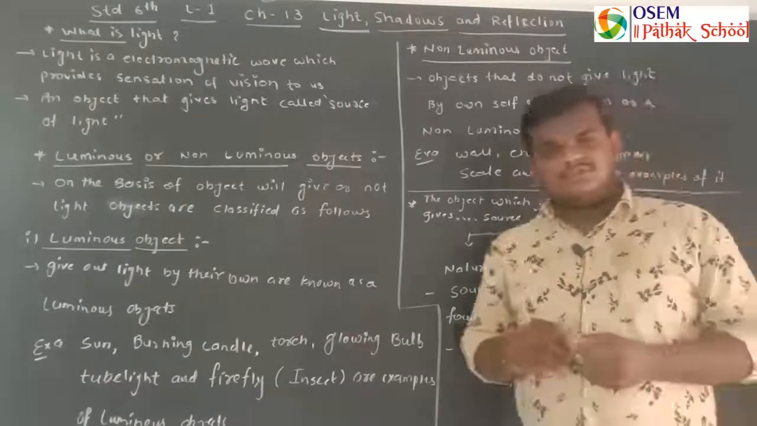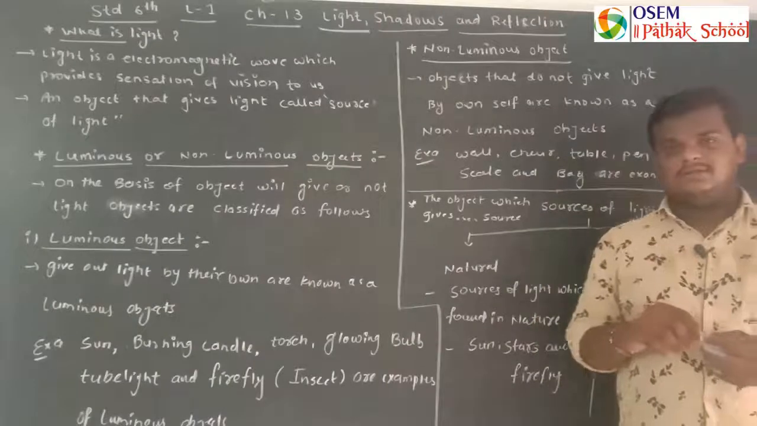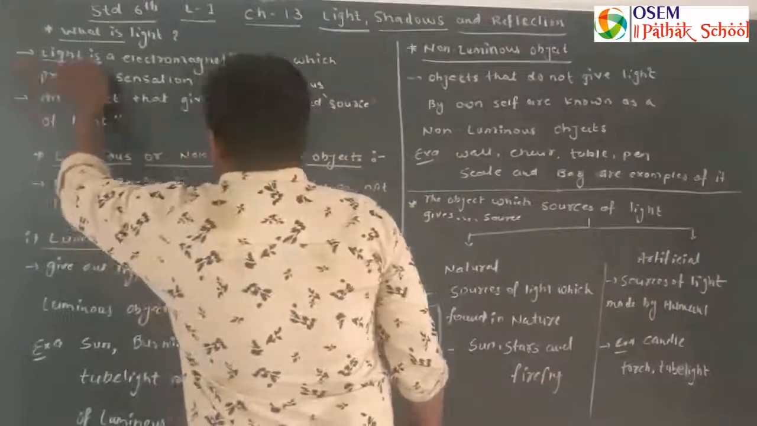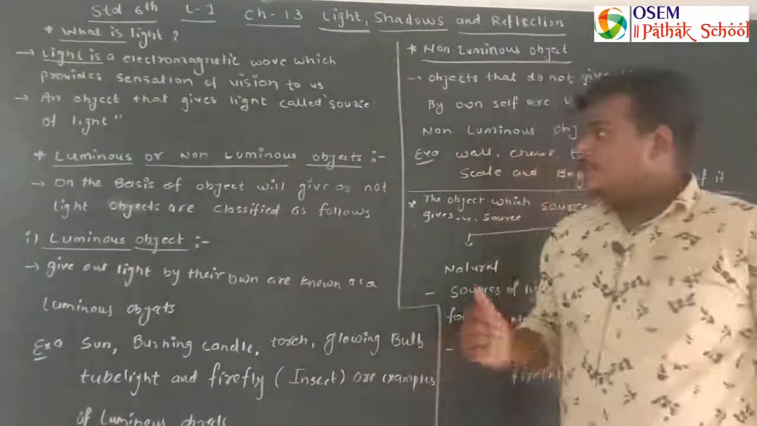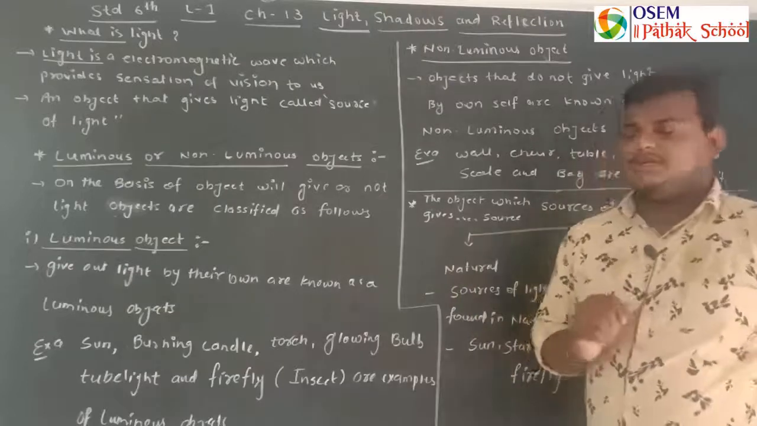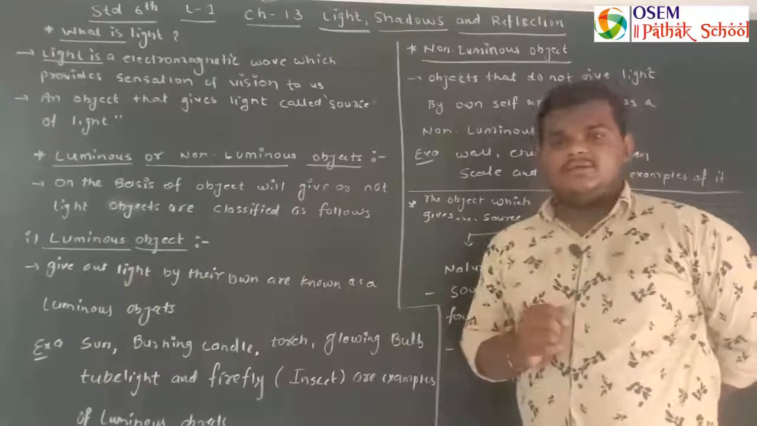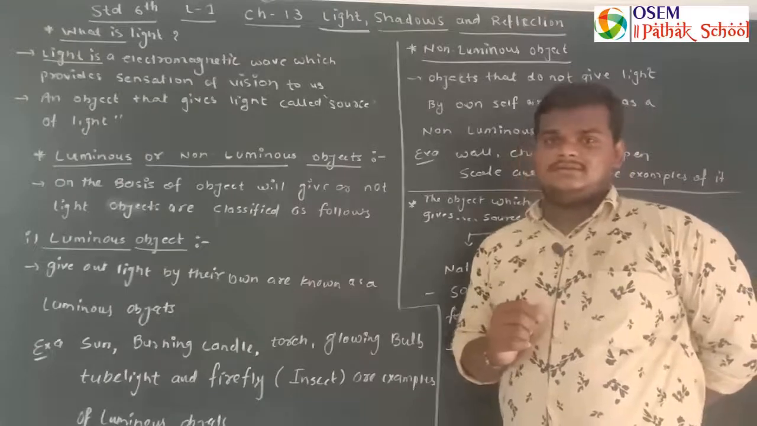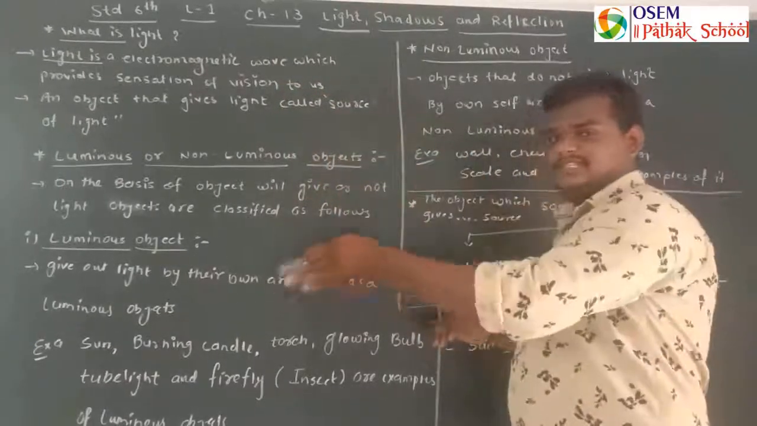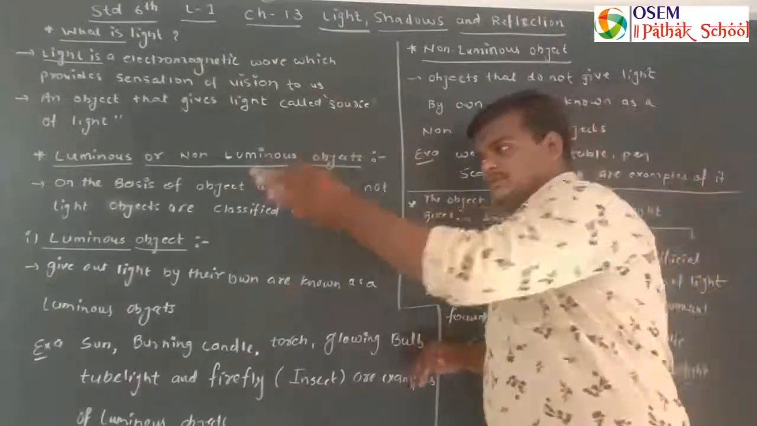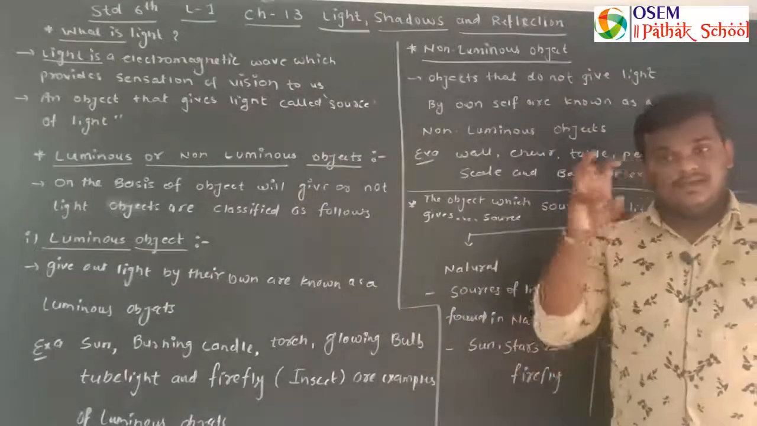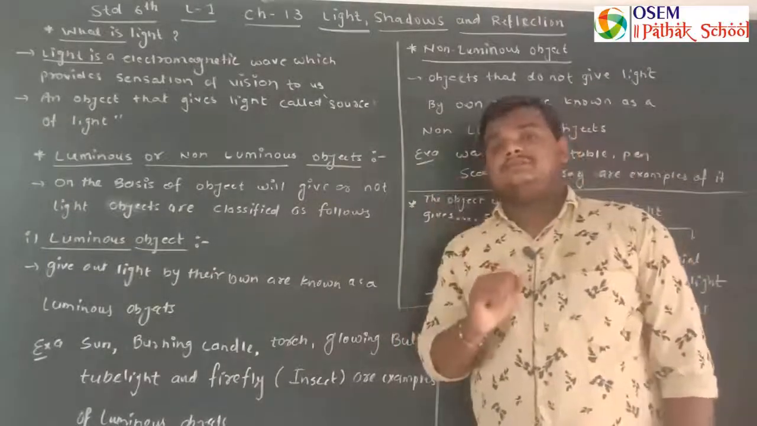So what is light? First of all we will be clear about this topic. The definition of light is: light is an electromagnetic wave which provides a sensation of vision to us. It means that it is a wave. Wave means what? Minimum to maximum, these types of motion. This is wave formation. So light is an electromagnetic wave which provides us the sensation of vision.